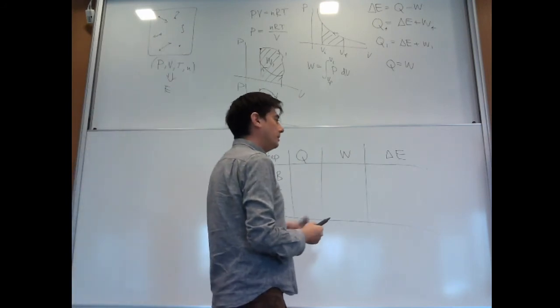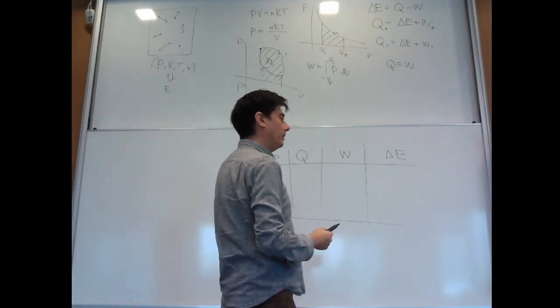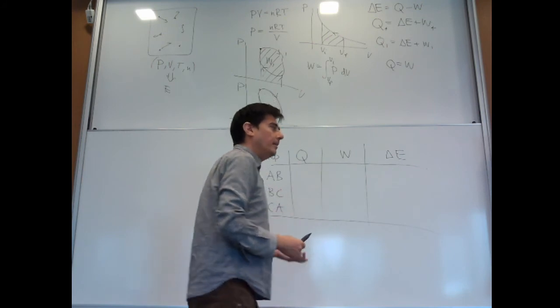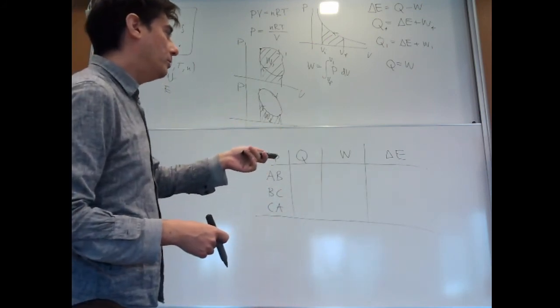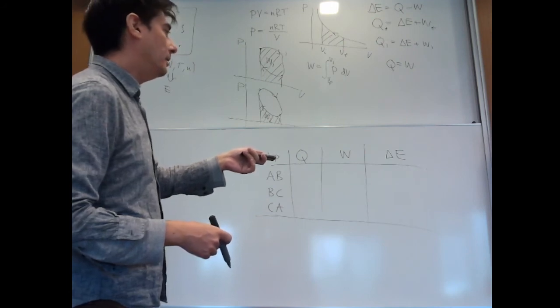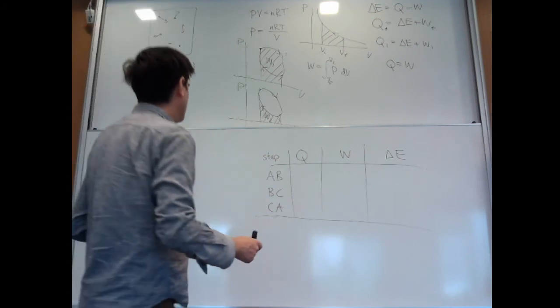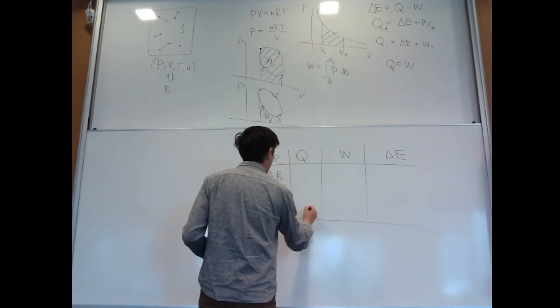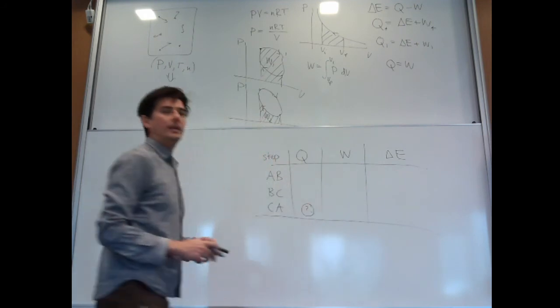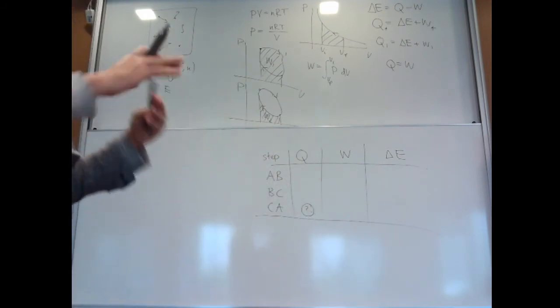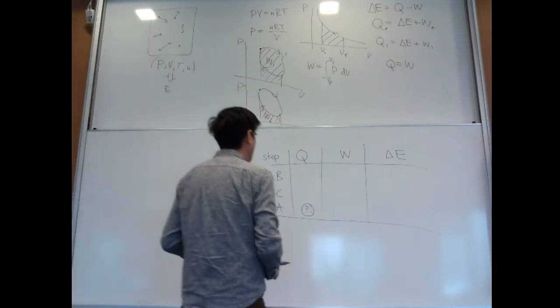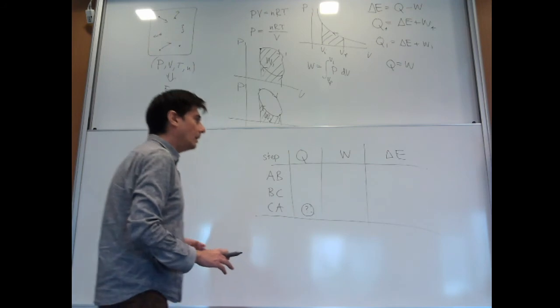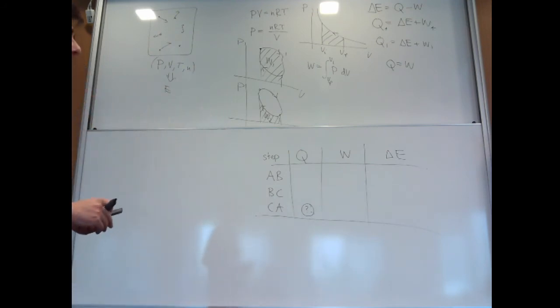Right. Okay, so let's just fill in this table with all the information that we have. Firstly, the thing that we want to work out here is the heat during process CA. So this is the thing that we want to work out, this is our target. We might not fill in the entire table, but it's fine, as long as we get that answer there.